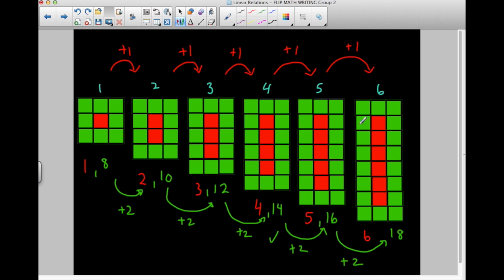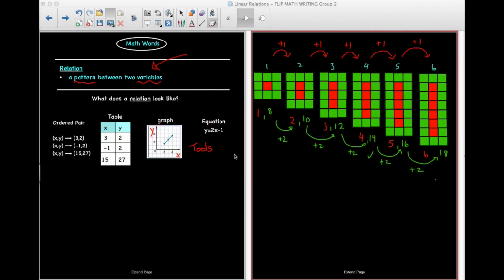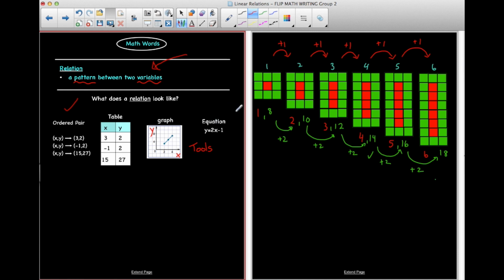Let's see if we can relate this to this idea of a relation. Let's think back to some of the tools that we learned at the beginning of this chapter. We talked about being able to represent a relation, which is a pattern between two variables, and it looks like we have a pattern here. So let's choose one of these tools to represent our relation. We need two variables, and the two things that we've been considering are the number of red blocks and the number of green blocks. This pair of numbers looks very much like an ordered pair.